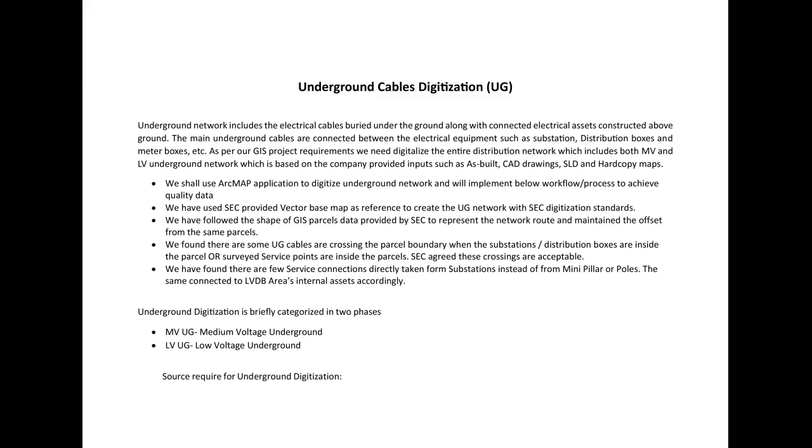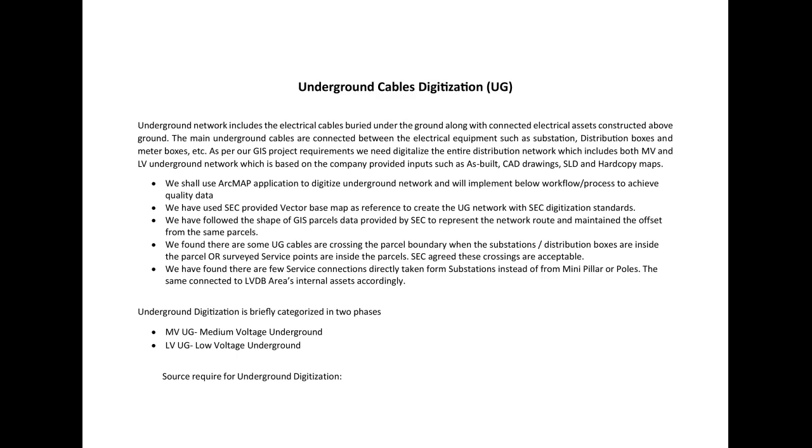Underground cables digitization, UG. The underground network includes the electrical cables buried under the ground along with connected electrical assets constructed above ground. The main underground cables are connected between electrical equipment such as substations, distribution boxes and meter boxes, etc. As per our GIS project requirements, we need to digitize the entire distribution network, which includes both the MV and LV underground network, based on the company-provided inputs such as as-built, CAD drawings, SLD, and hardcopy maps.